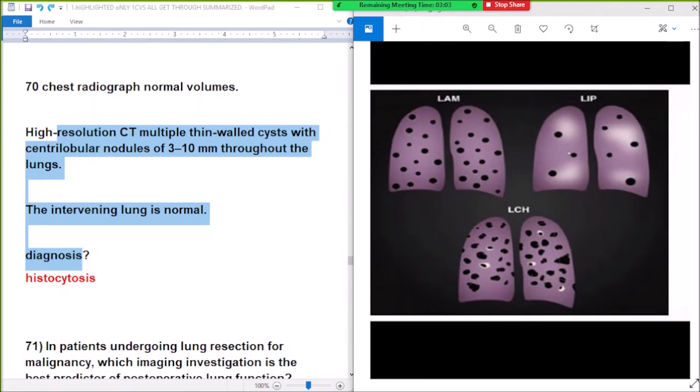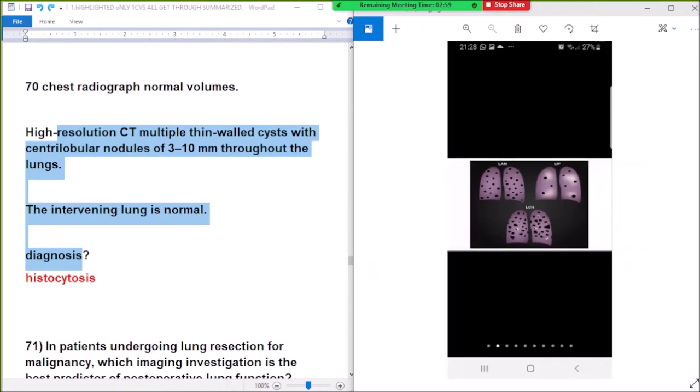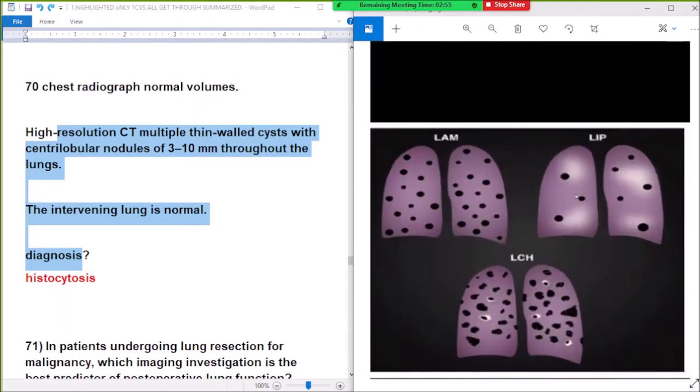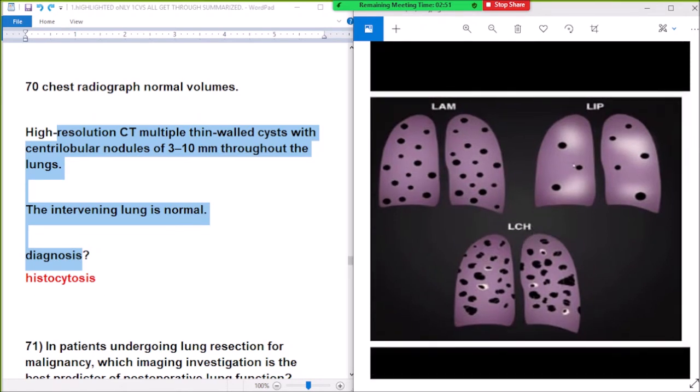So HRCT shows multiple thin-walled cysts with central lobular nodules of 3 mm throughout both lungs. The intervening lung is normal. Diagnosed as Langerhans cell histiocytosis. And the intervening lung is abnormal in LIP.